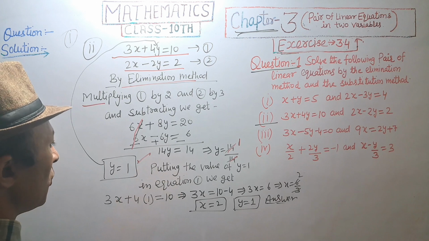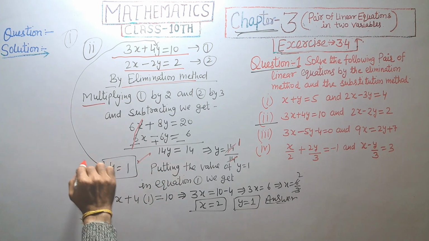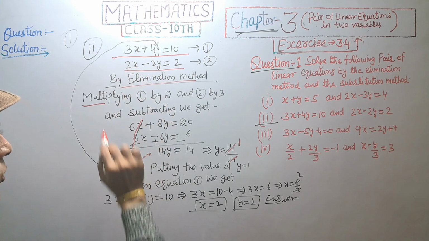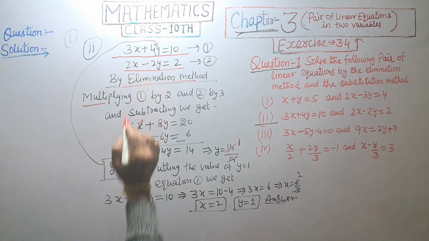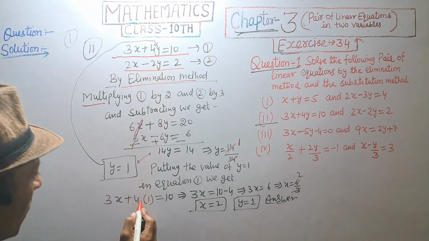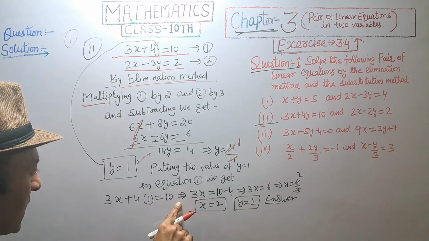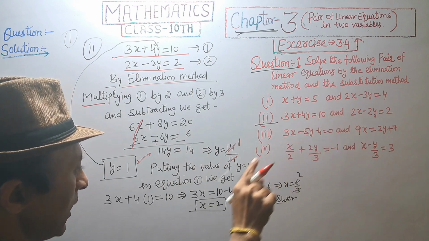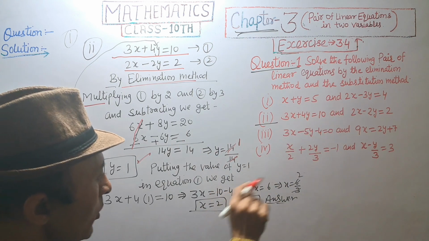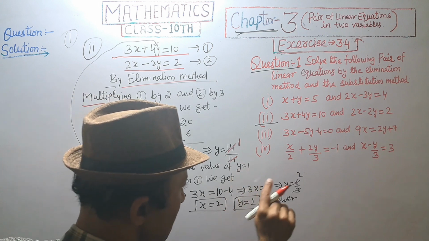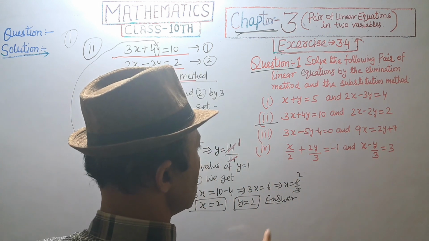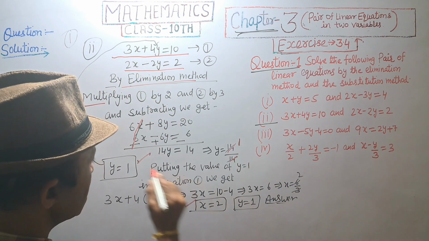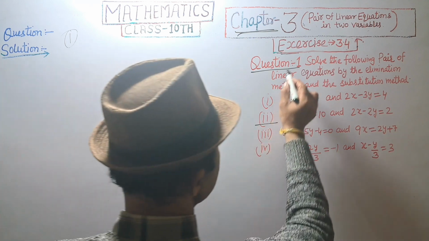We get the value of y equal to 1 and we are putting y equal to 1 in equation first. 3x plus 4 into 1 equal to 10. This implies 3x plus 4 1s are 4 and we are shifting 4 to the right side, that will be negative 4, and 10 minus 4 equal to 6. 3x equal to 6 means x equal to 6 divided by 3, 3 2s are 6. We get the value of x equal to 2 and y is equal to 1. Answer.